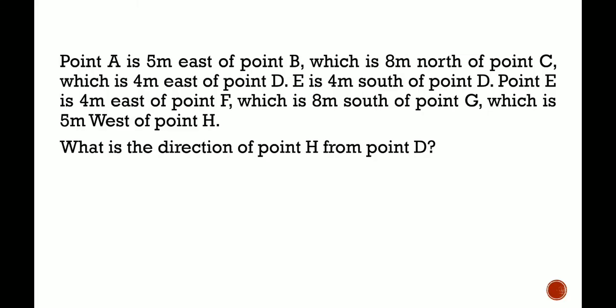Okay, the first question is based on direction sense. The question says point A is 5 meter east of point B, which is 8 meter north of point C, which is 4 meter east of point D. Next, E is 4 meter south of point D. Point E is 4 meter east of point F, which is 8 meters south of point G, which is 5 meter west of point H.